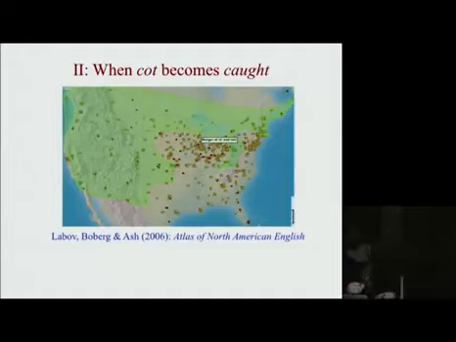And this is the diagram from the distribution of the cot-caught merger in North America. The green areas are areas in which the 2 vowel variants are the same, and the dots are where the 2 vowels are actually different. So you go to New York City, you can clearly hear the 2 vowels being different. So here's a student of ours who's from Boston.